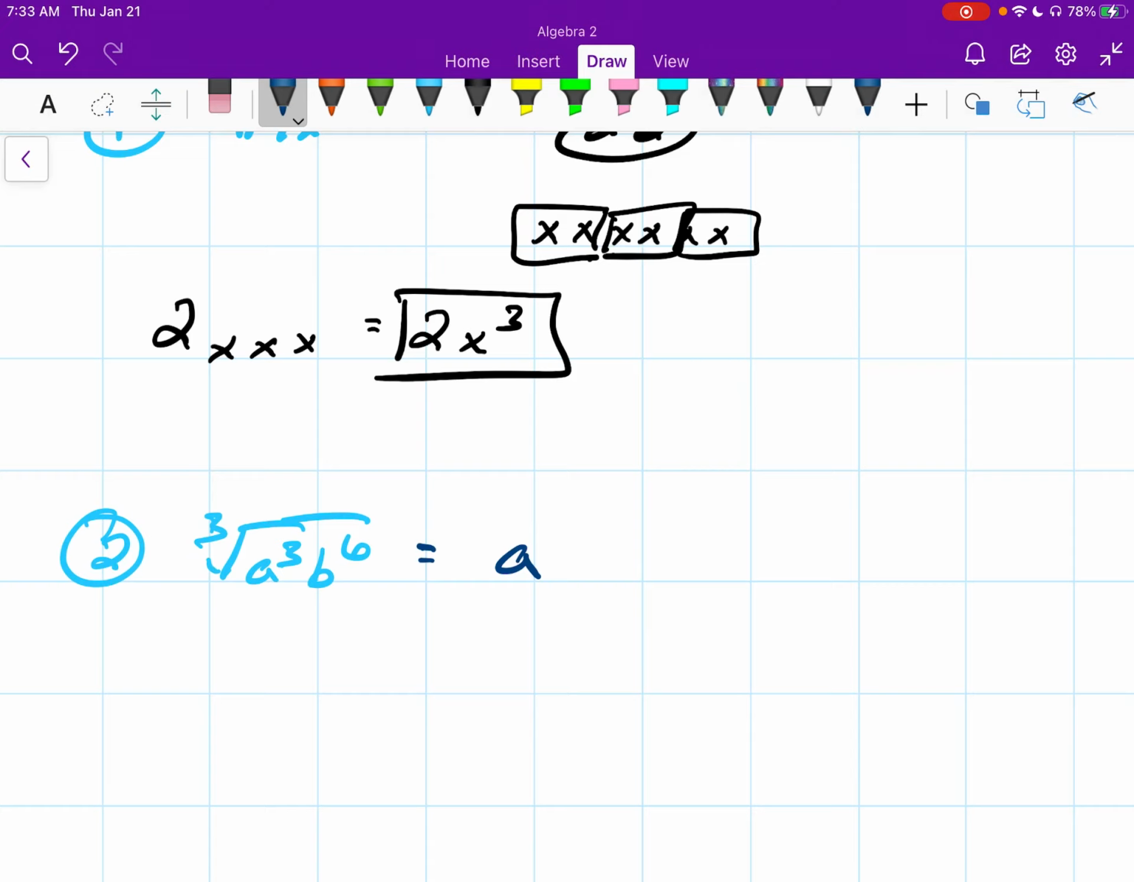B to the 6th will be 2 trios of b, right? 2 sets of 3 b's, or 1, 2, 3, 4, 5, 6. I have my left 3 and my right 3. So I'll have 2 b's, which is ab squared.